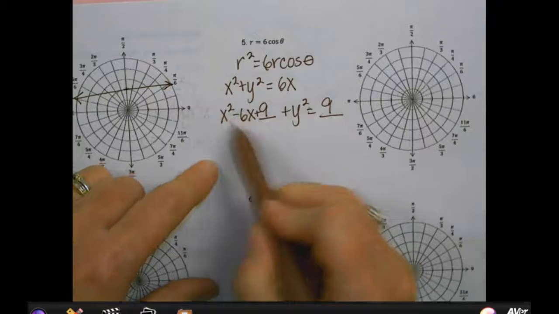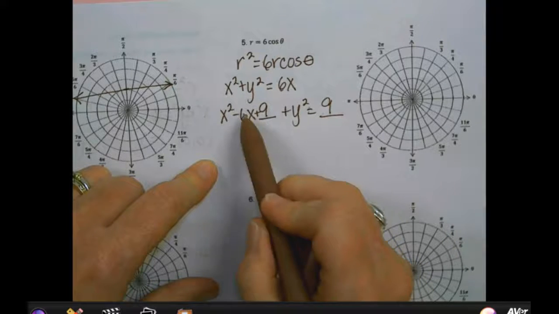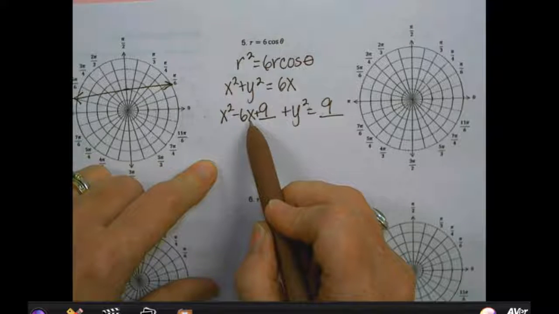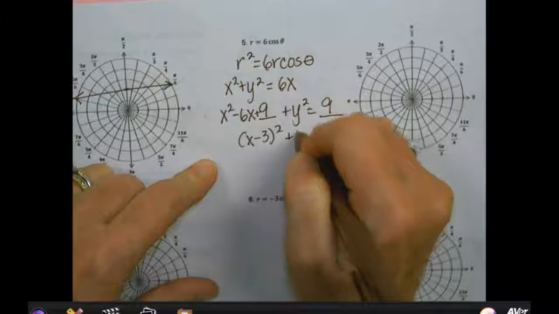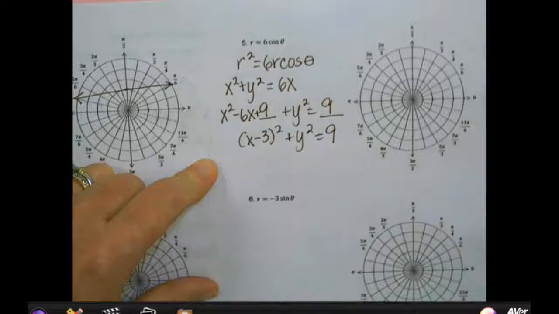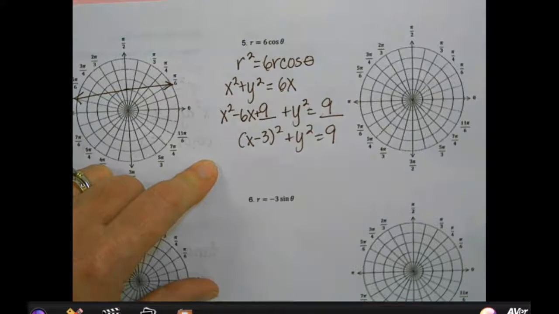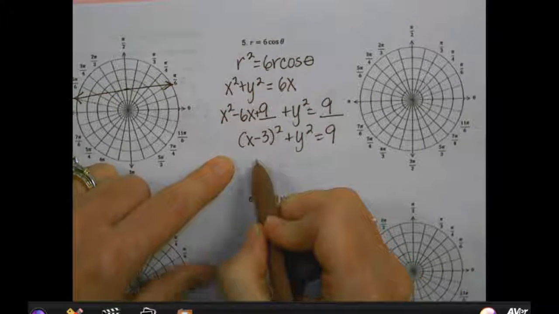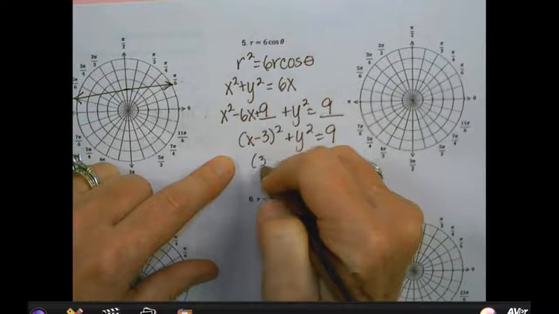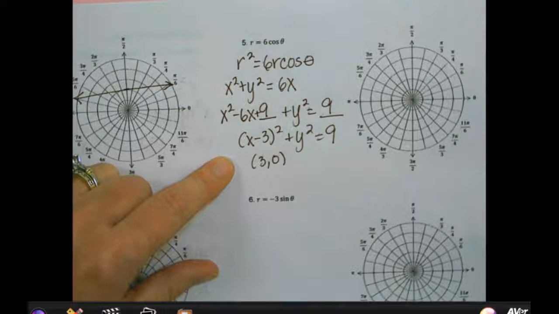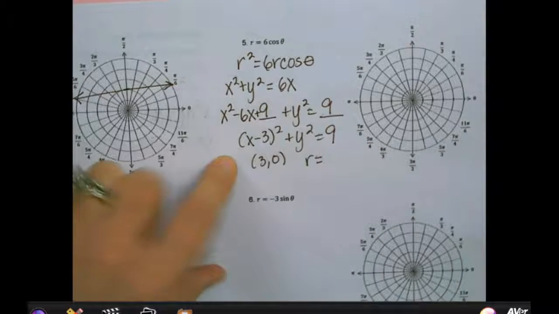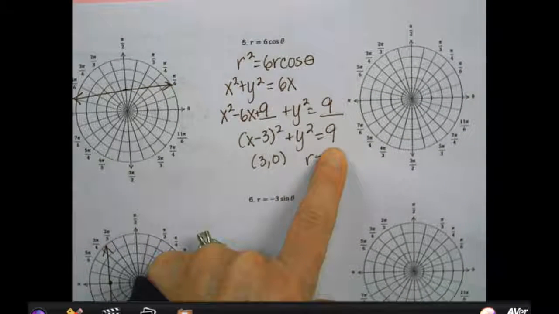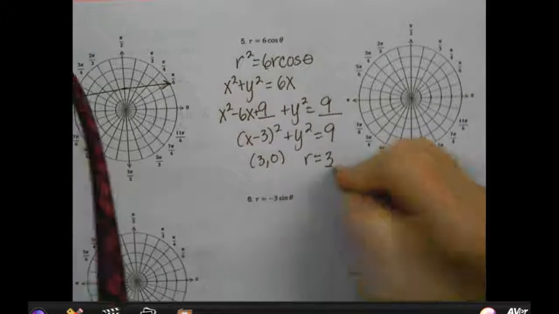Now I want to take this right here and write it as a perfect square. And that's where we took the b divided by 2. Correct. So I'm going to have x minus 3 squared plus y squared equals 9. So the center of the circle here is 3, 0. And now what's the radius? So this is r squared, right? So the radius is 3.